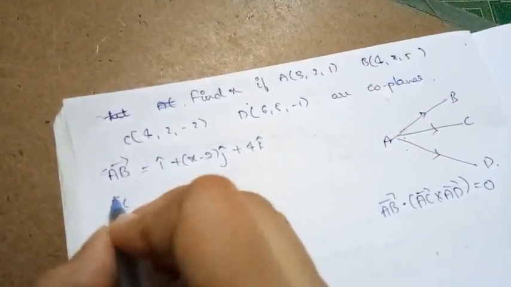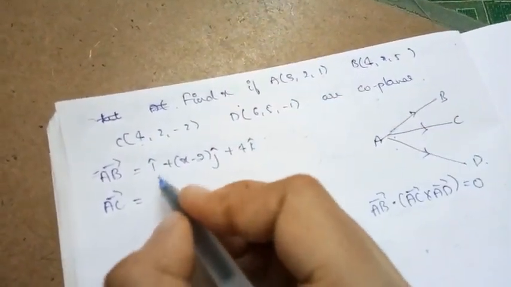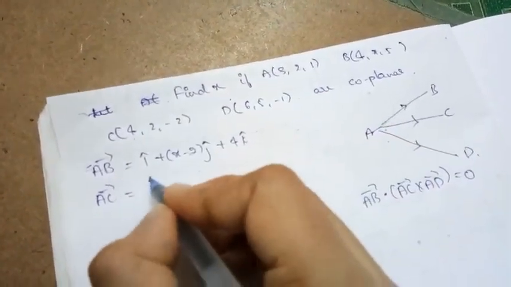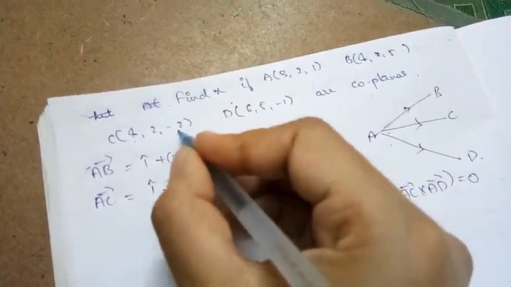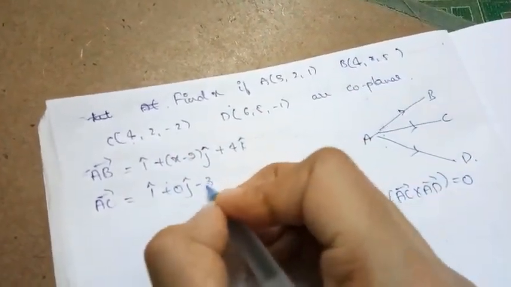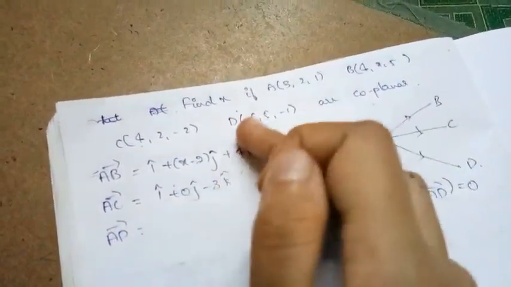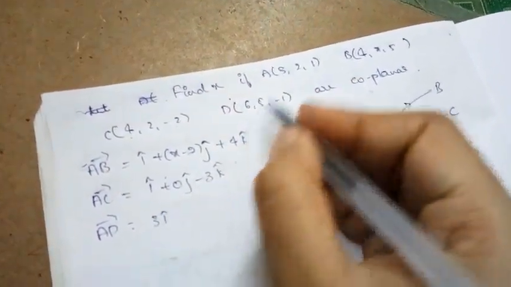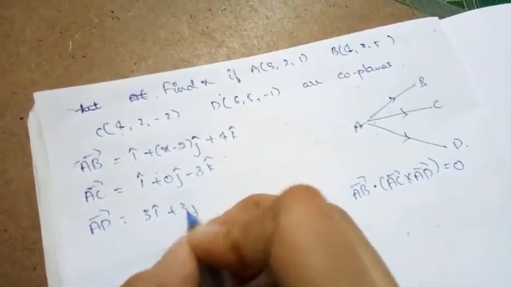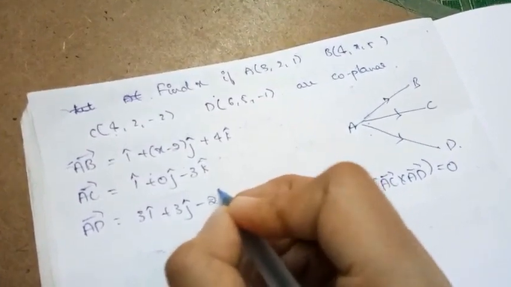Similarly vector AC is nothing but c minus a. So 4 minus 3 i cap, 2 minus 2 plus 0 j cap, minus 2 minus 1 minus 3 k cap. Again vector AD, so D minus A: 6 minus 3, 3 i cap, 5 minus 2, 3 j cap, minus 1 minus 1, minus 2 k cap.